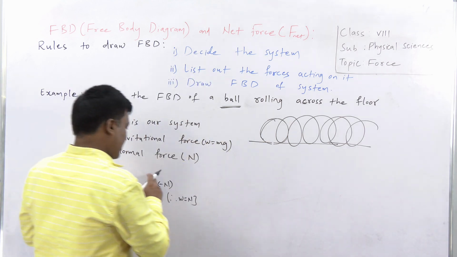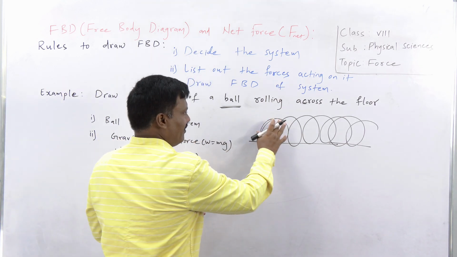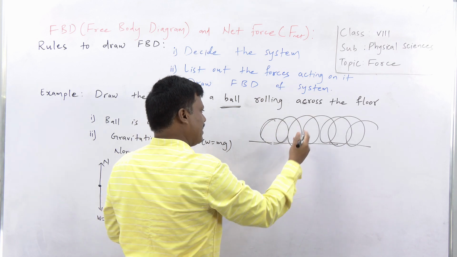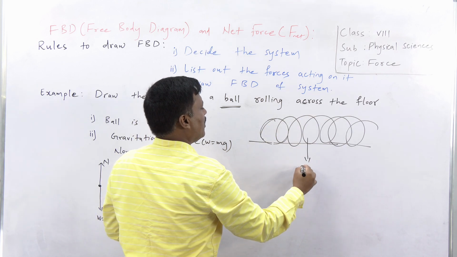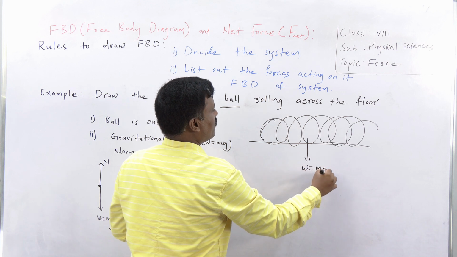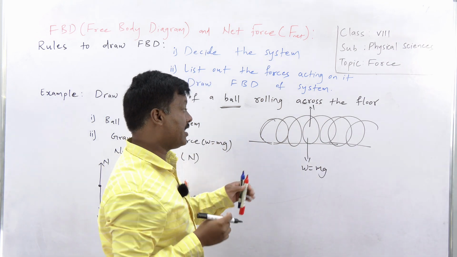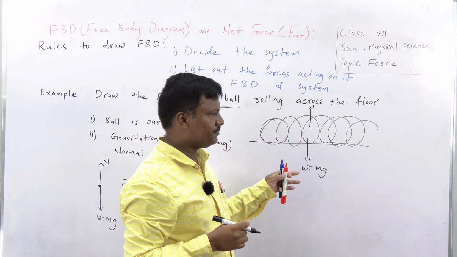So previously there were two forces acting on the ball which is at rest. Even though the ball is now rolling, those two forces are common. Gravitational force acting in the downward direction, normal force acting in the upward direction due to the contact of this ball and the floor.